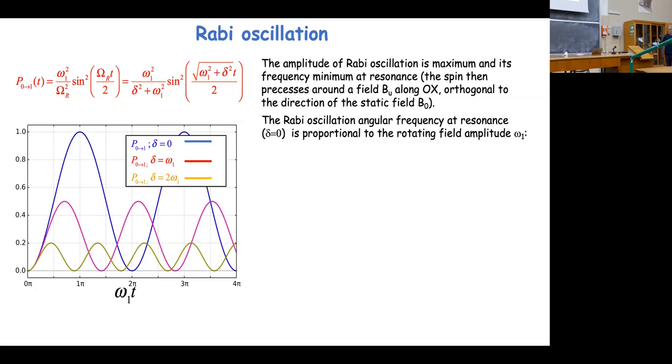When you go out of resonance, you see now that the flipping becomes incomplete. You don't go from one state to the other. You just stop midway and it goes faster. Why is it going faster? Because this frequency increases when you go out of resonance. So when you go out of resonance, the Rabi frequency is faster and smaller in amplitude. And this is just the expression of this. It's just a graphic translation of this general expression. So this is the Rabi oscillation.